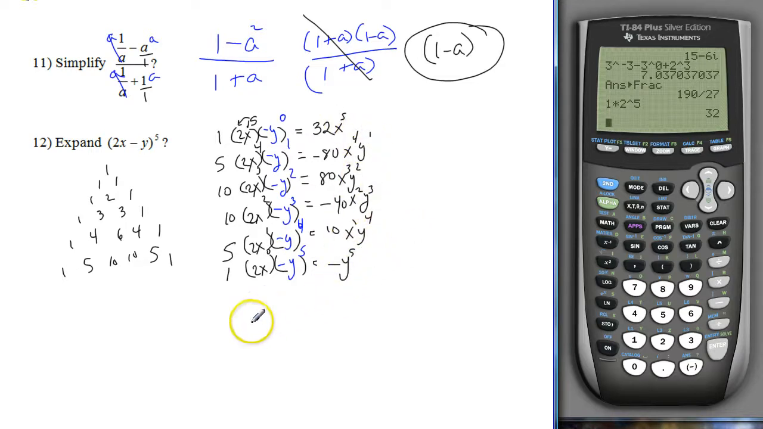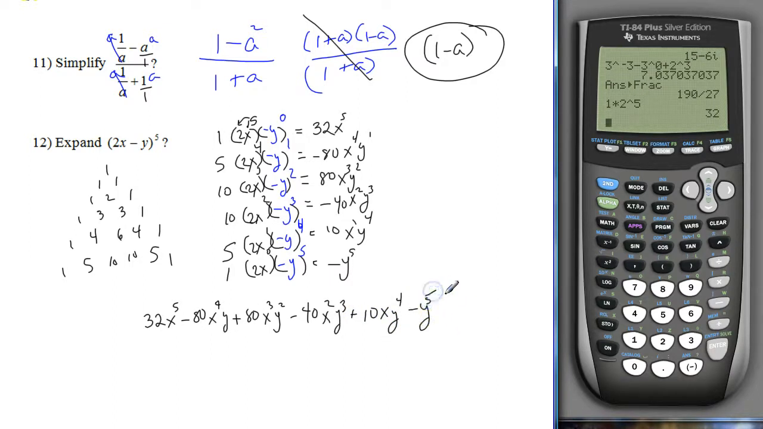And now we don't leave it like this, because I didn't expand. I did all the pieces. Now to expand it, we write it all out in one shot. So 32 x to the 5 minus 80 x to the 4 y plus 80 x cubed y squared, and so forth. And that's our answer.